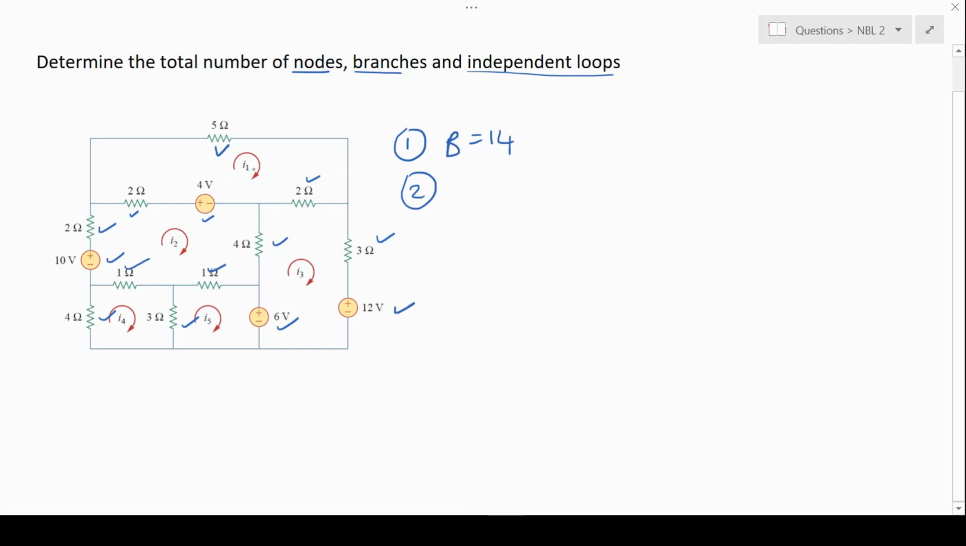So we can count that it's going to give us 1, 2, 3, 4, 5. So the number of independent loops is then equal to 5.